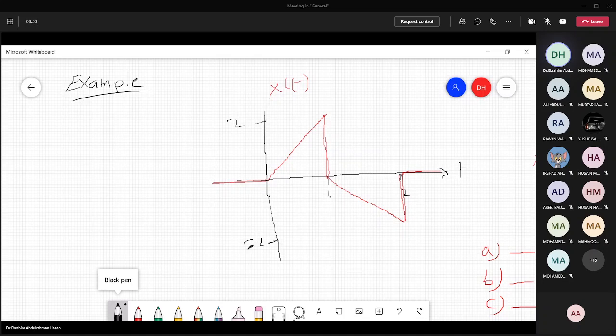Important points for time are 0, 1 and 2. These three are very important. The first, I have this here at 0, which is this one and this line. This is a ramp. So here we have a ramp, r of t.